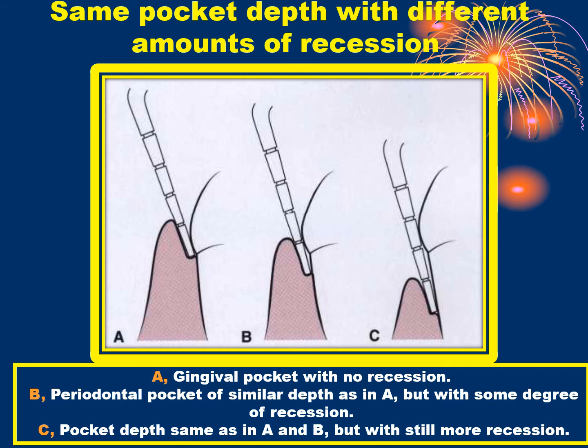This diagram represents the same pocket depth with different amounts of recession. In A, there is a gingival pocket with no recession. In B, a periodontal pocket of similar depth as in A, but with some degree of recession, while in C, the pocket depth is the same as in A and B, but with still more recession.